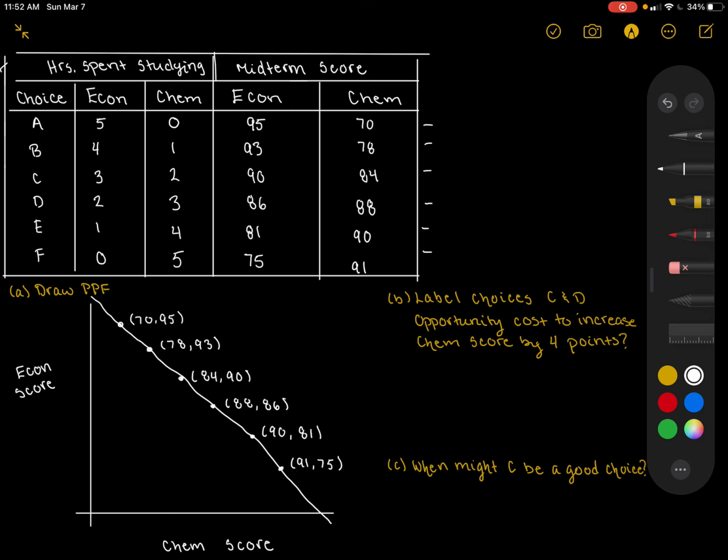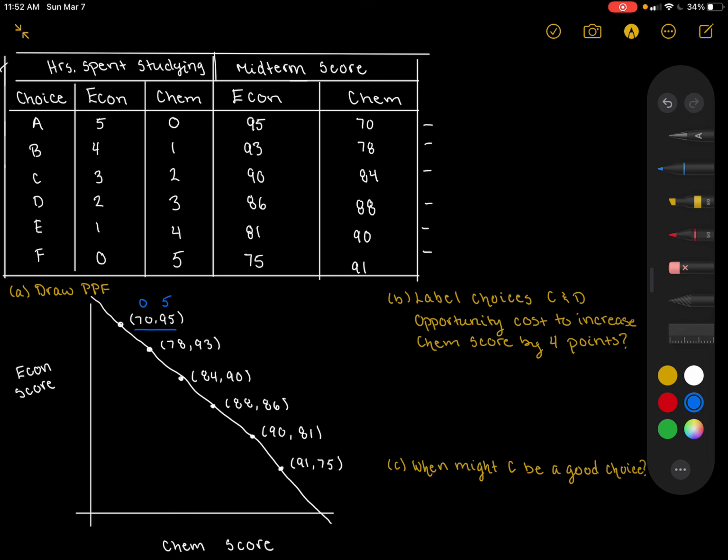So essentially what this is telling us is that up here at the point 70, 95, right here, you can see that our chemistry score is 70, and they achieved that by having 0 hours of studying, and our econ score of 95 was achieved with 5 hours of studying in it. Okay, and we can work our way down.